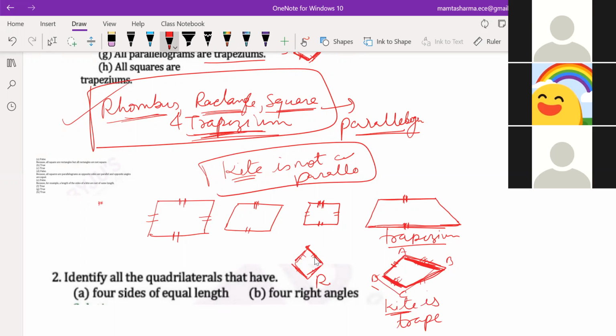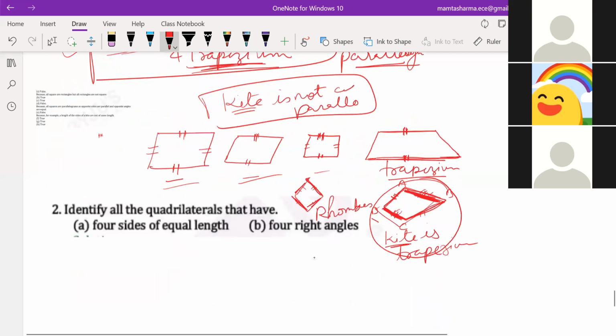Okay. Rhombus is a trapezium. Rectangle is a trapezium. Square is a trapezium. Okay. All these shapes are trapezium. For kite, I will explore more on this, okay? And I will tell you tomorrow. Okay. Kite is a trapezium or not?